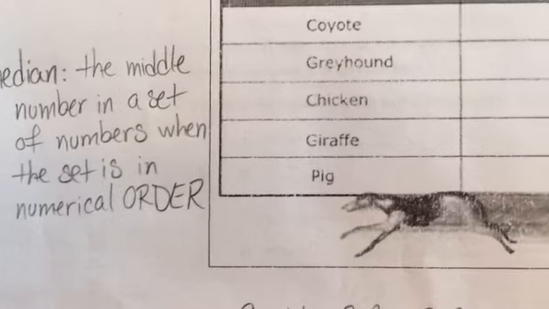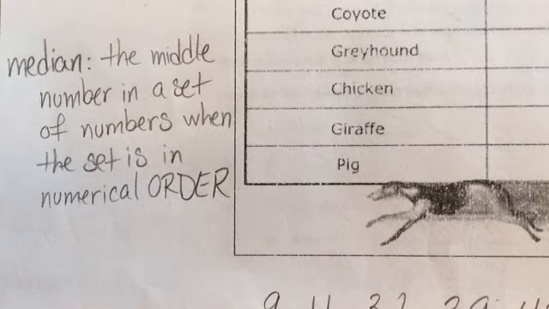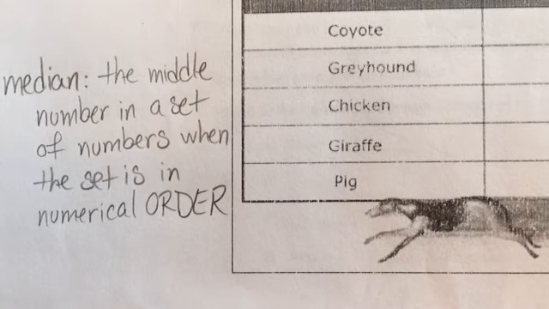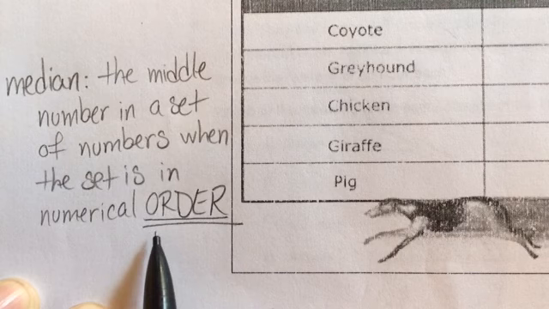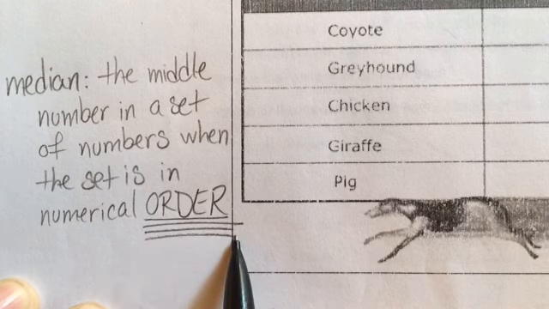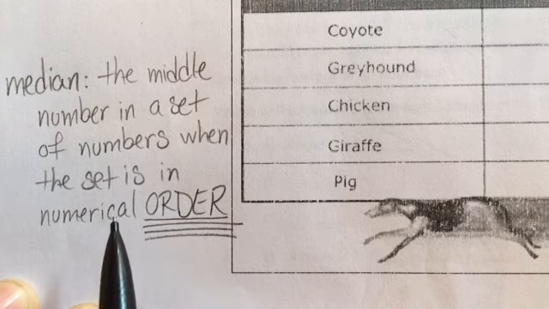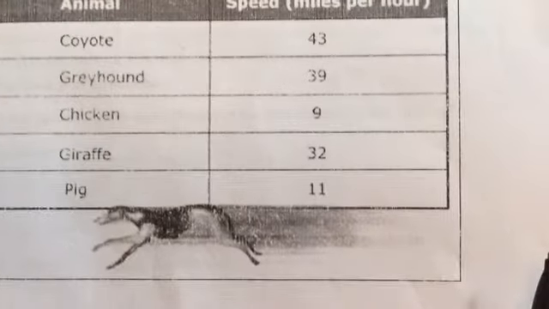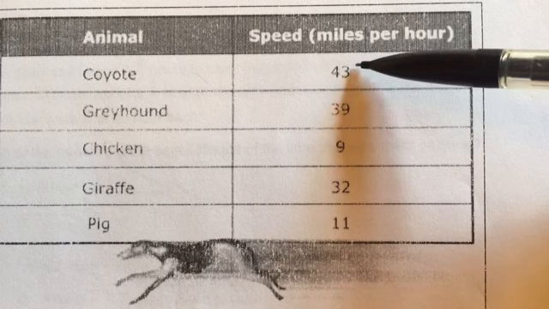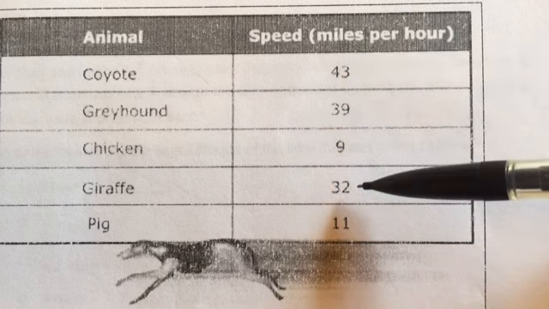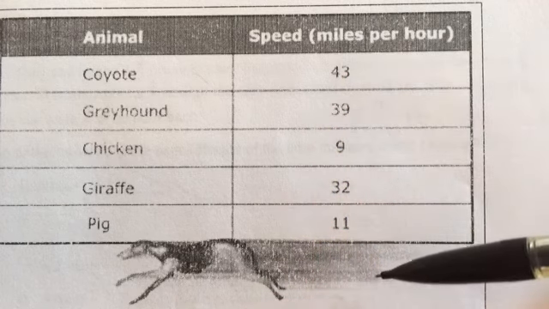You need to remember that the median is the middle number in a set of numbers when the set is in order. This is the important part that a lot of people are still making mistakes on. When the list is in numerical order. As the list is now, that's not in numerical order, right? 43, 39, 9, 32, 11. Those don't go from least to greatest.